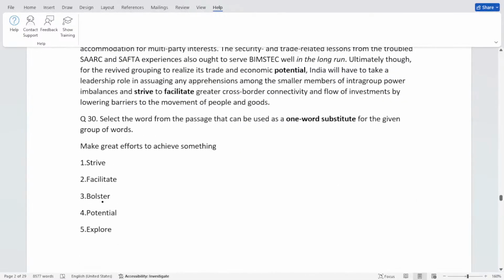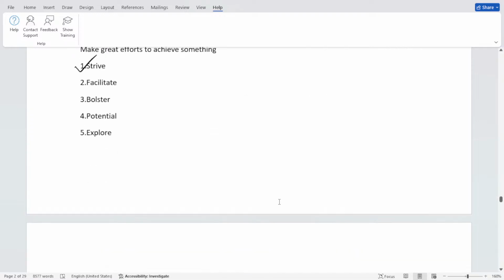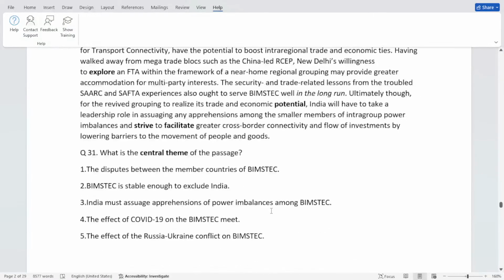Make great efforts to achieve something. Strive means here great efforts to achieve something, and facilitate means to make actions, and bolster is nothing but strengthening up the same, and potential is nothing but showing the capacity, and explore is nothing but evaluating something. So accordingly, what will be the correct answer? Please let me know. Strive is the correct answer. And next we will go for the 31st question.